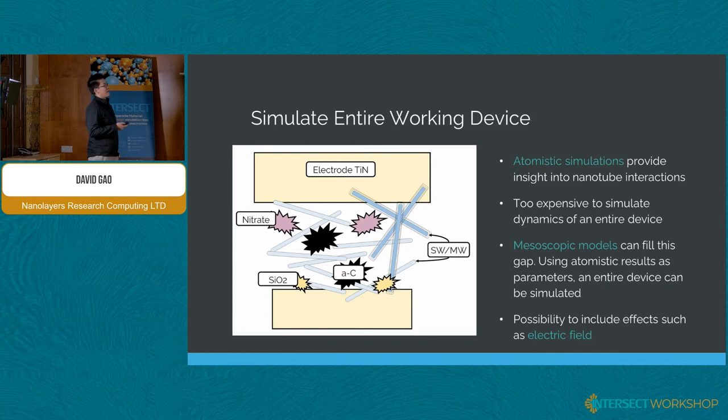And within these codes that we use, we can actually include effects such as electric field directly. So there are a number of tricks where you can, say, select individual nanotubes and calculate the amount of torque that one would feel in an electric field based on its dipole moment. So these mesoscopic models can eventually incorporate switching effects, which is really useful.